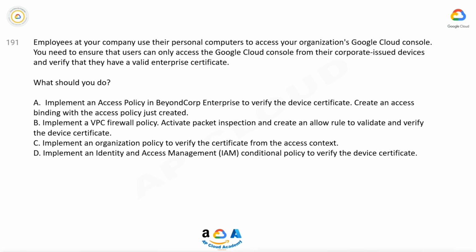A. Implement an access policy in BeyondCorp Enterprise to verify the device certificate. Create an access binding with the access policy just created. B. Implement a VPC firewall policy. Activate packet inspection and create an allow rule to validate and verify the device certificate. C. Implement an organization policy to verify the certificate from the access context. D. Implement an Identity and Access Management (IAM) conditional policy to verify the device certificate.